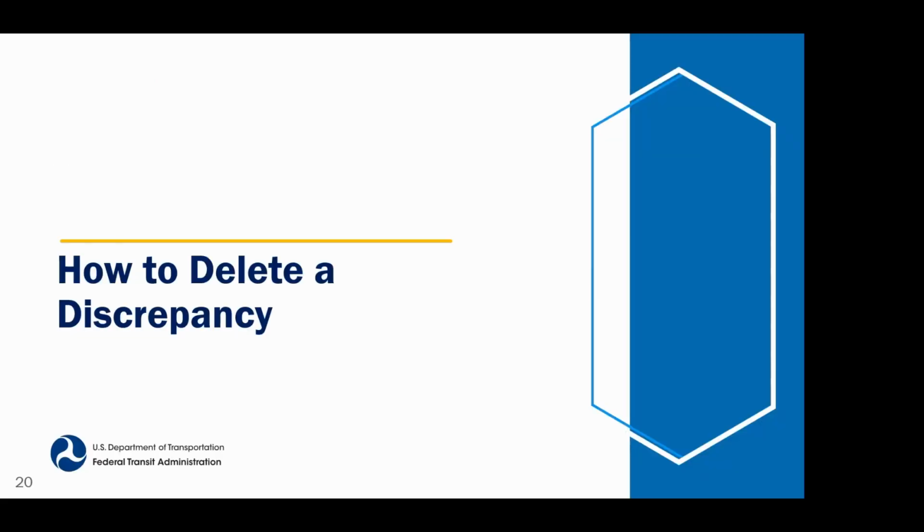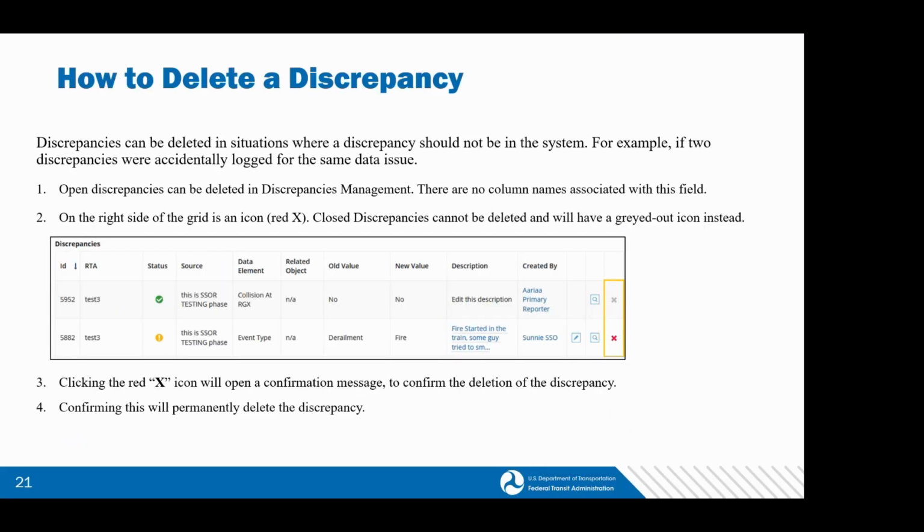Now let's discuss how to delete a discrepancy. Discrepancies can be deleted in situations where discrepancies should not be in the system. For example, if two discrepancies were accidentally logged for the same data issue, open discrepancies can be deleted in Discrepancies Management. There are no column names associated with this field.